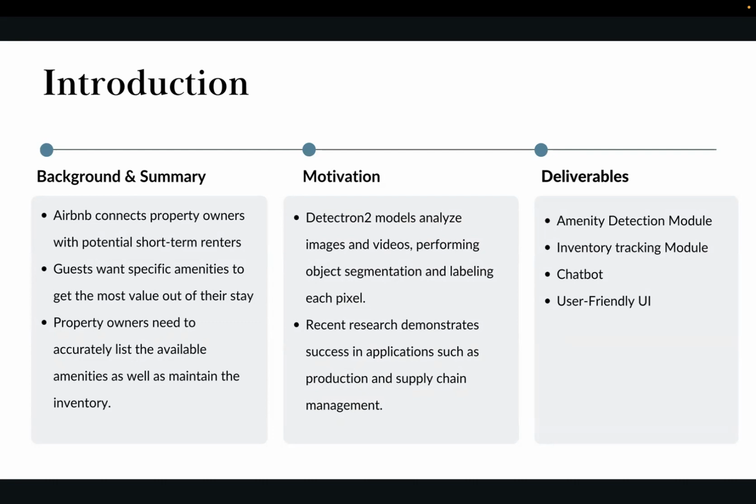So, the motivation of the project lies within the fact that Detectron2 can analyze images and videos, performing object segmentation and labeling each pixel, which can help with object identification. So in this case, the amenities. Research demonstrates success in applications such as production and supply chain management, where Detectron2 has been used in the past. The deliverables of the project are an amenity detection module, an inventory tracking module, a chatbot, and a user-friendly UI.